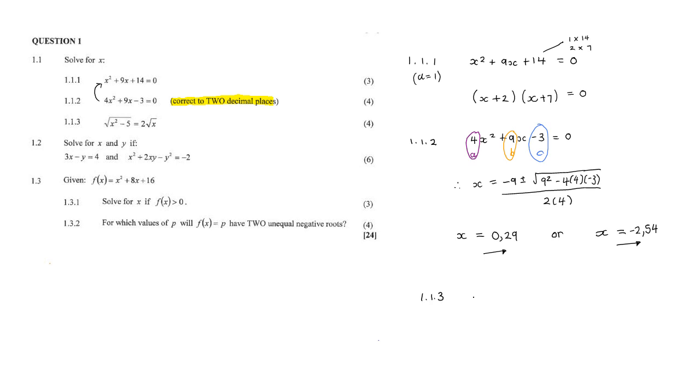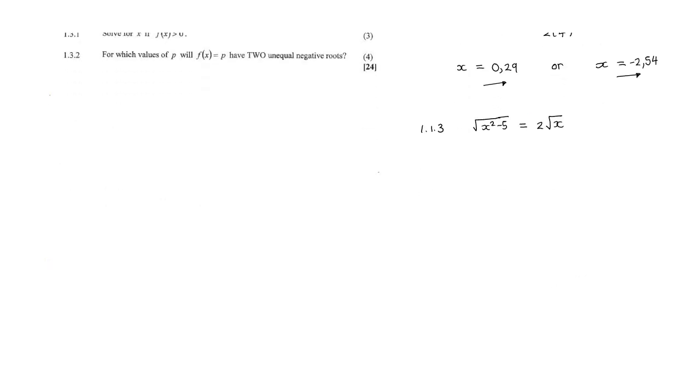Question 1.1.3, right? We need to solve for x. We have the square root of x squared minus 5 is equal to 2 times the square root of x. Okay. So for this one, the only really extra step that we're going to have is to test our x values, right? And make sure that when we substitute them back into this original equation, we don't get a negative underneath the square root, and also obviously checking that the left hand side is equal to the right hand side.